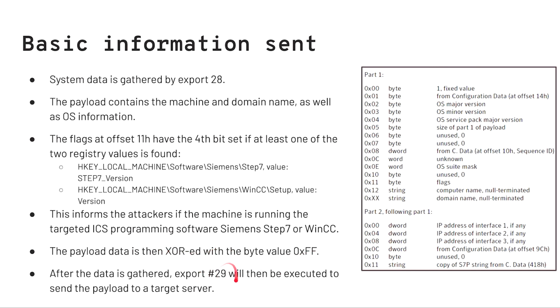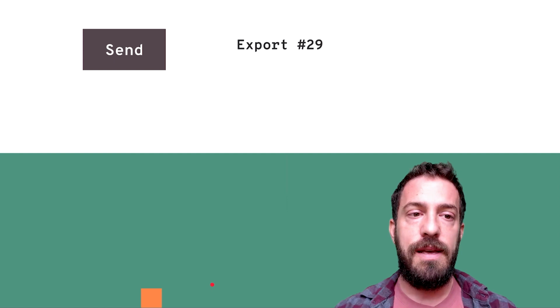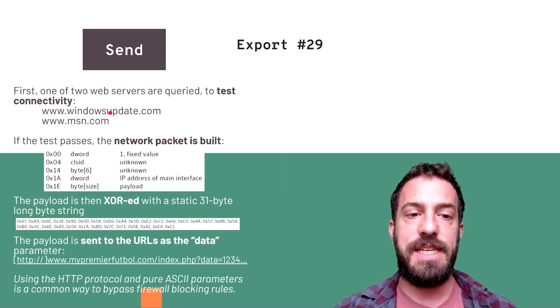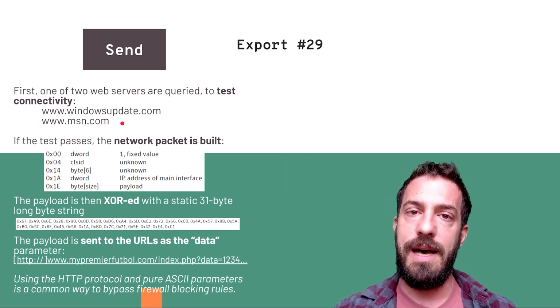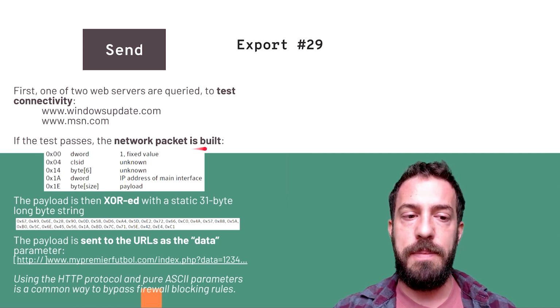After the payload data is collected, it is then XORed with a byte value FF, and then another export will take this information collected by export 28. Export 29 will take this information and send the payload to the target server, as we saw before. So export 29 first sends the information out. It checks connectivity by checking for two specific web servers. One will be windowsupdate.com, and the second will be msn.com. If a connection is established, that means that the specific computer has network access.